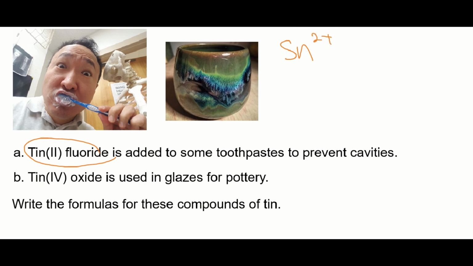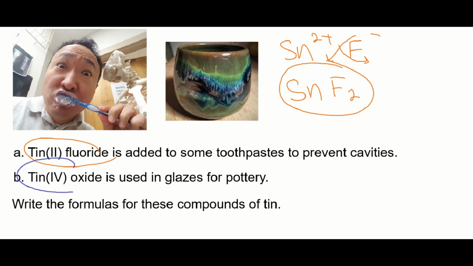Let's put the charge of the cation. Fluoride is fluorine, 1 negative. Crisscross those numbers. And the formula for stannous, tin 2 fluoride is SnF2.